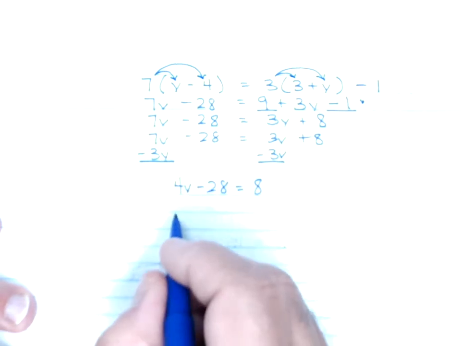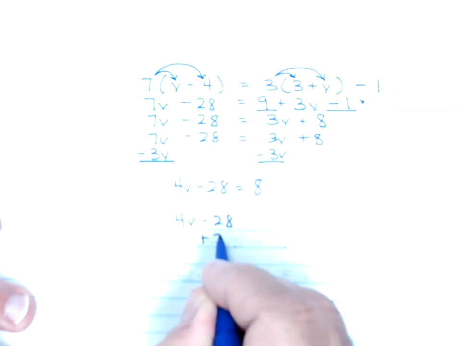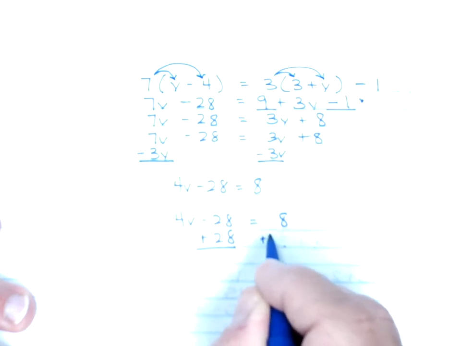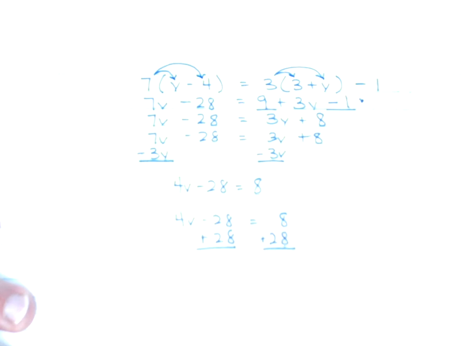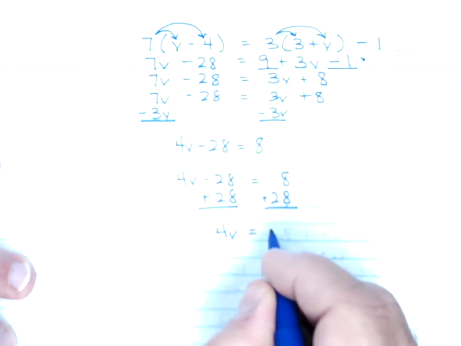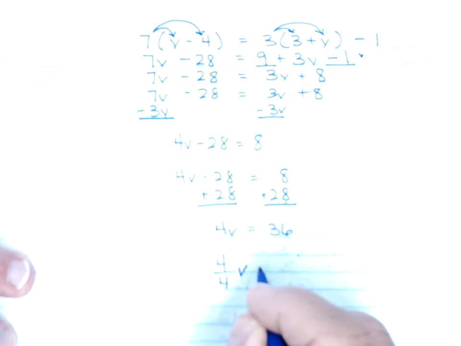Now I'm going to add 28 to both sides, so 4v minus 28 plus 28, and that's equal to 8 plus 28. Four v is equal to 36, and then we get to divide by 4. v is 9.